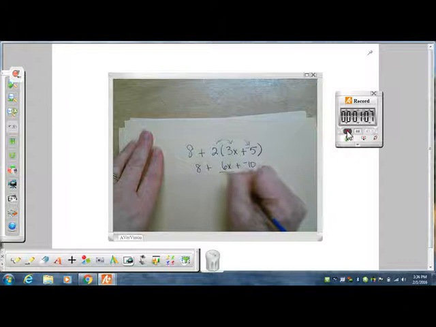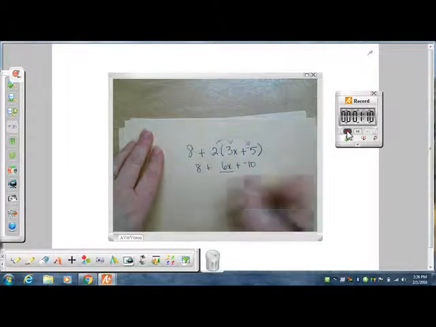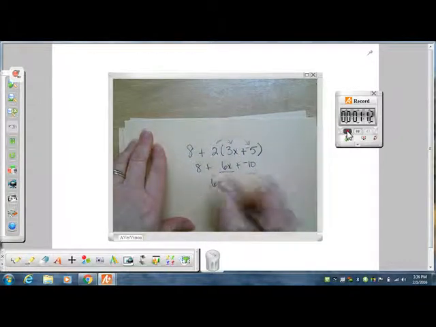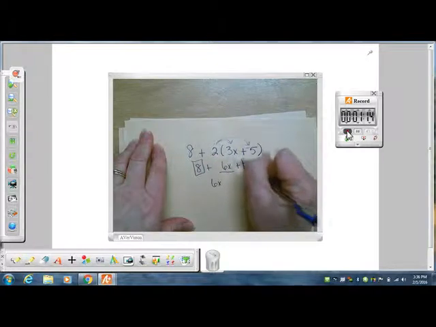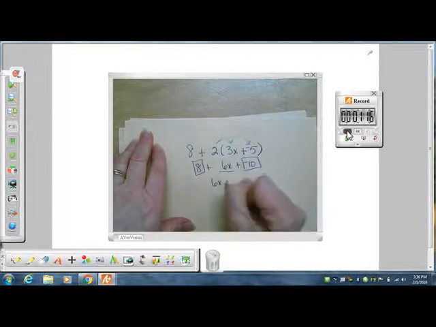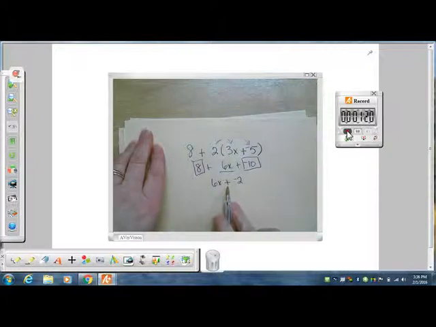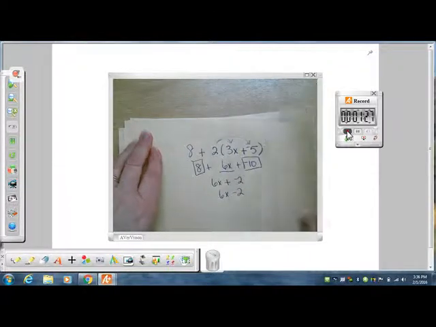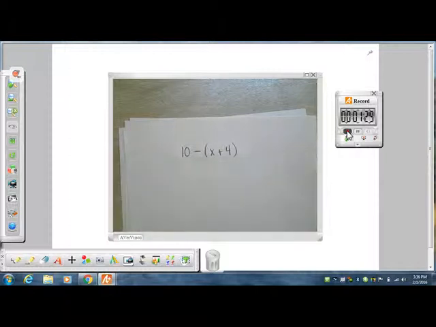Well, this has an x, but none of the others do. So I'm going to have 6x, and then here I have 8 and a negative 10, so I have plus negative 2. But the best way to write it wouldn't be plus negative 2, it would be 6x minus 2. And that would be our answer. So let's take a look at another one.